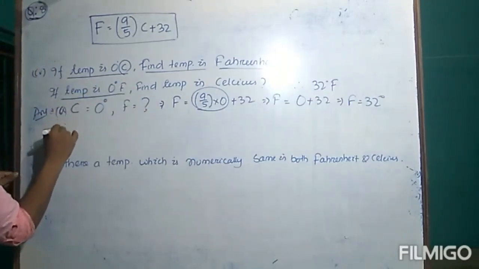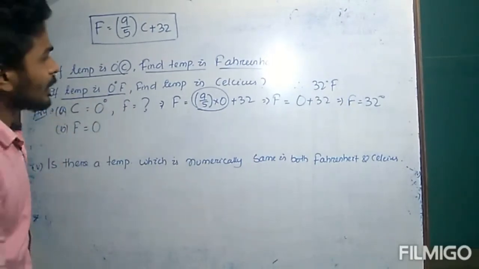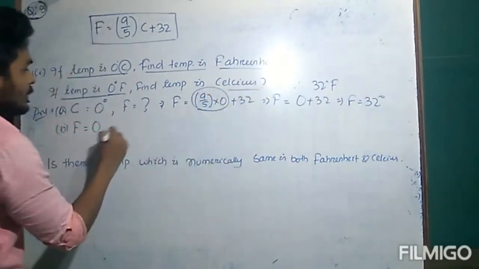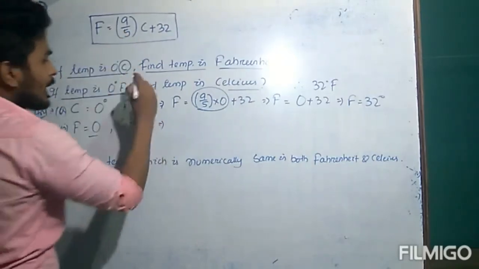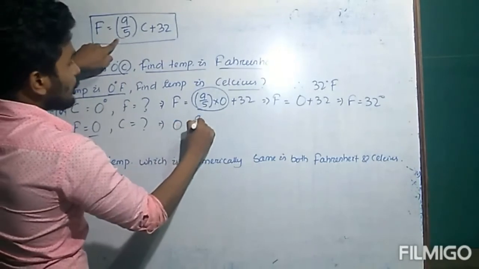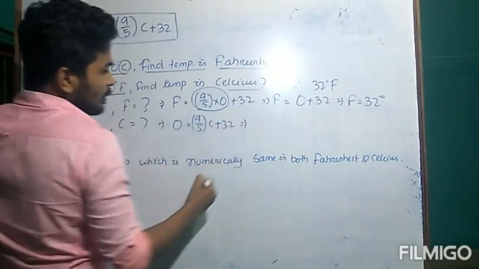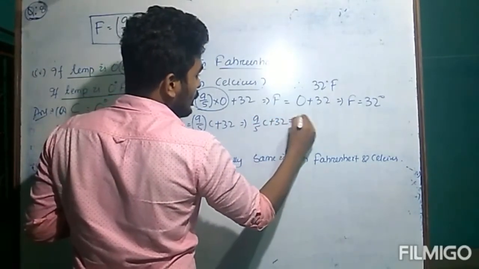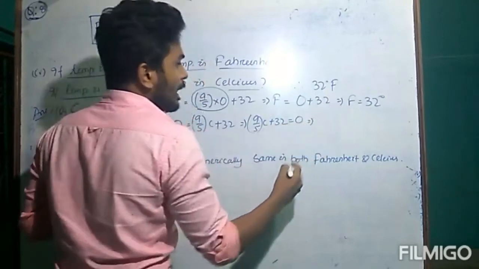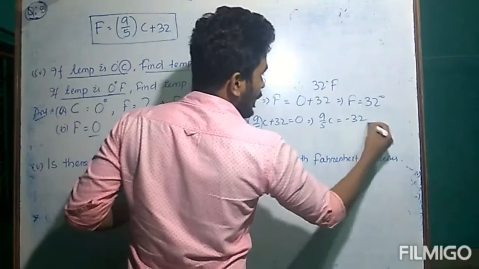So here it is given that the Fahrenheit scale is 0. Find the temperature in Celsius scale. You have to find C. Simply substitute it in the equation. The equation becomes 0 is equal to 9 by 5 into C plus 32. So 9 by 5 C plus 32 is equal to 0. Implies 9 by 5 C is equal to minus 32.